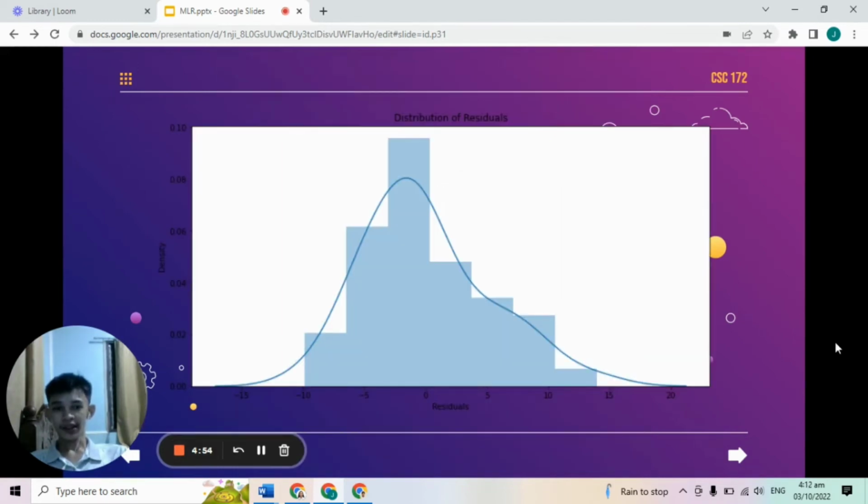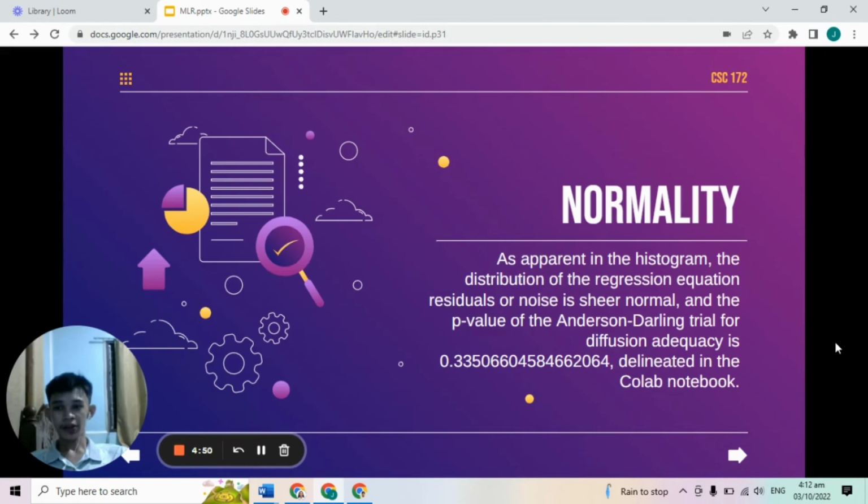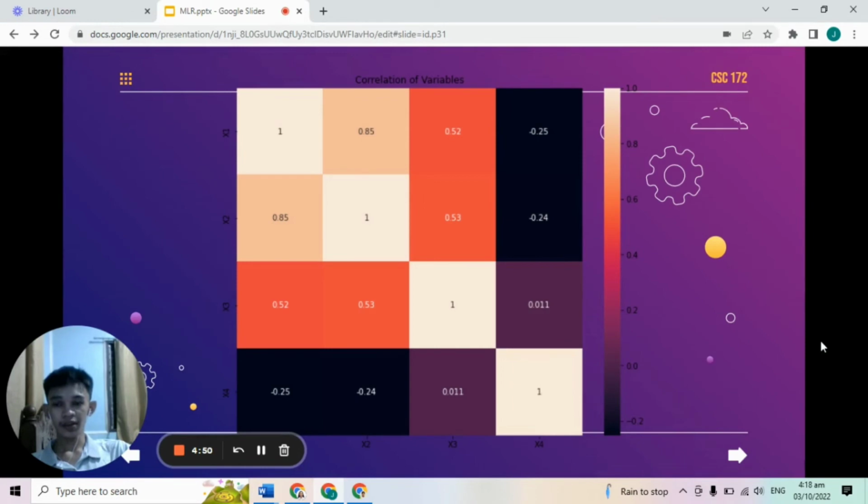Multivariate normality. As evident in the histogram, the distribution of the regression equation residuals or noise is fairly normal, and the p-value of the Anderson-Darling test for distribution adequacy is 0.3350, as delineated in the Colab notebook. Hence, a premise assured. No or little multicollinearity.